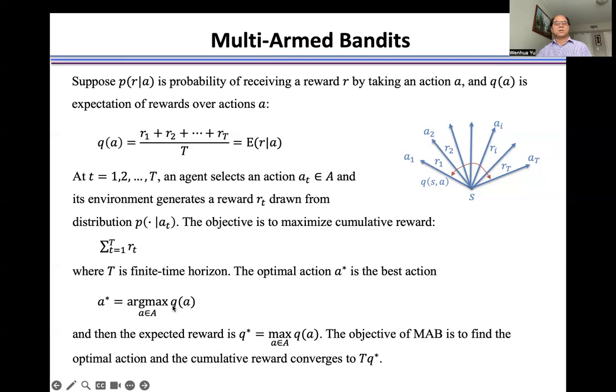That means for this expected reward, we need to find the action that makes it a maximum. Then we define this action as the optimal action. Using this optimal action, we can find the optimal expected reward. So the goal is to find this optimal action and the optimal reward.